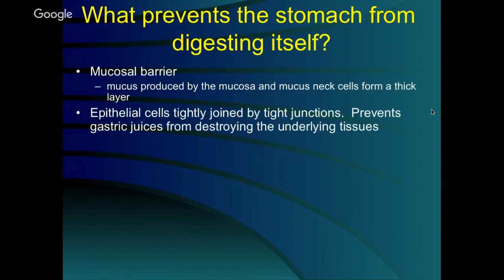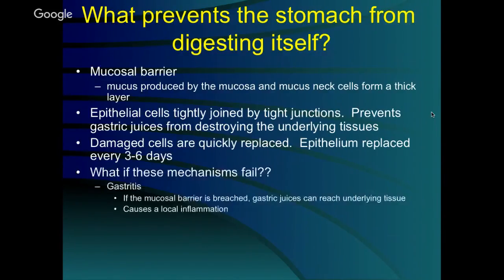The epithelial cells in the stomach are also connected together by tight junctions. If you don't remember what a tight junction looks like, you're going to want to go back and look at the cell chapter from A&P 1. But it's basically where the cell membrane of two neighboring cells is actually fused together. So nothing can get down in between them, and those acids and enzymes can't sneak down between the cells and start damaging the underlying tissues. Another point is that the damaged cells are very quickly replaced. So the epithelium is replaced. The whole lining of the stomach is replaced every 3 to 6 days.